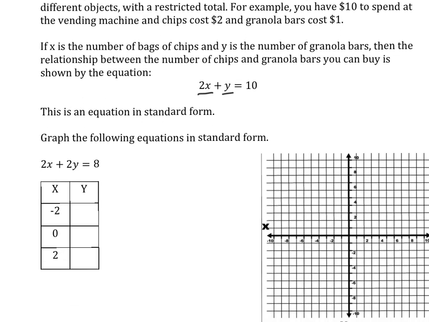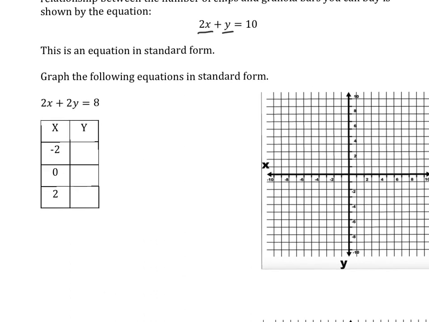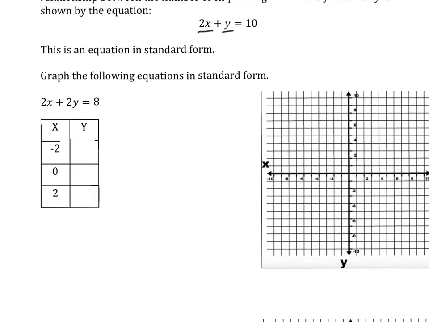So we're going to graph the following equation in standard form. We have 2x plus 2y is equal to 8. This is really similar to when we make a table for any other graph, but in this case, we're going to have to solve for y. We'll still substitute our x value into our equation. So we'll take 2 times negative 2 for our first x value, plus 2y is equal to 8. Now we have to solve to get y by itself.